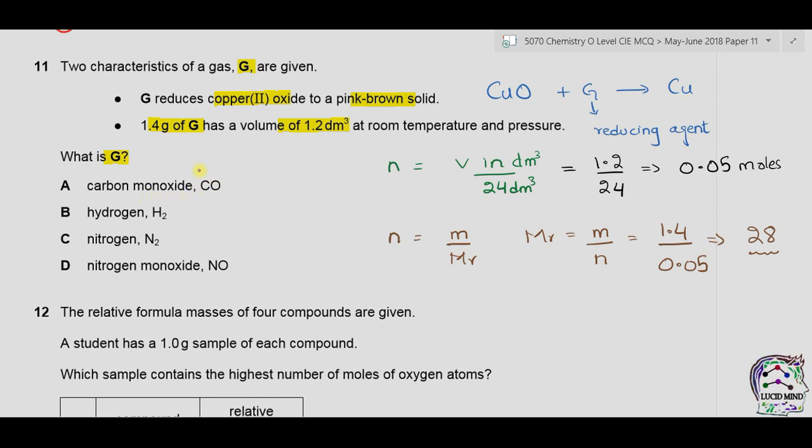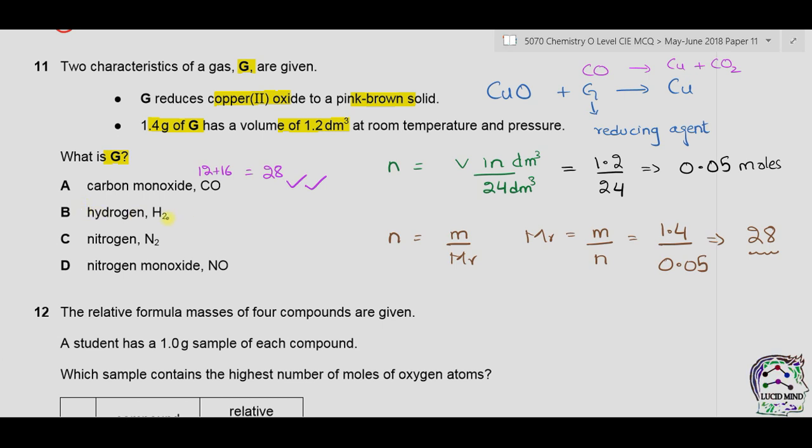First one is carbon monoxide. The atomic mass of carbon is 12, while for oxygen it is 16. 16 and 12 makes 28. So it should be true. Secondly, we can see that carbon monoxide is a reducing agent. It can take oxygen from copper oxide to make copper and CO2. So both statements are true for carbon monoxide.